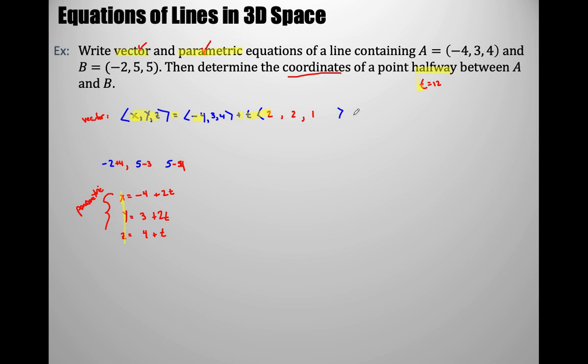So, it doesn't matter which equation you use. x is equal to -4 plus 2 times a half. y is equal to 3 plus 2 times a half. z is equal to 4 plus a half. -4 plus 1 is -3. 3 plus 1 is 4. And 4 plus a half is 4.5. Right? Done and done.